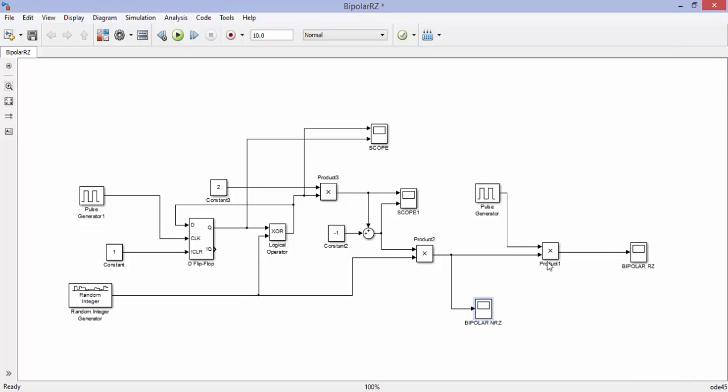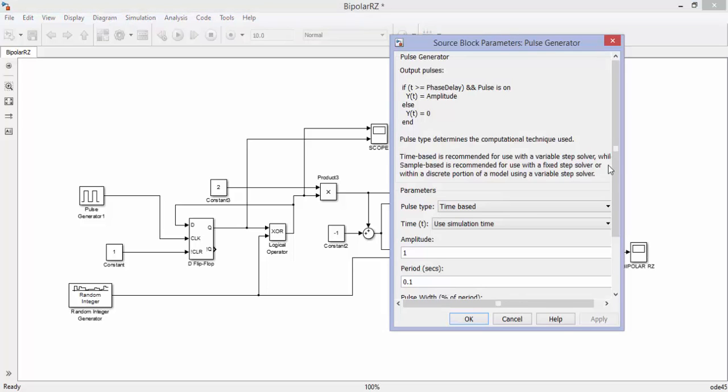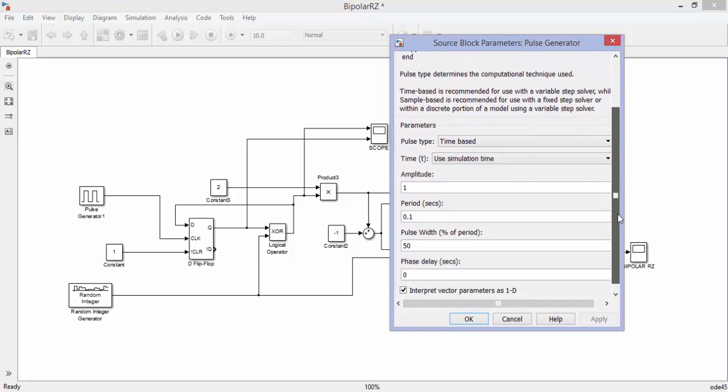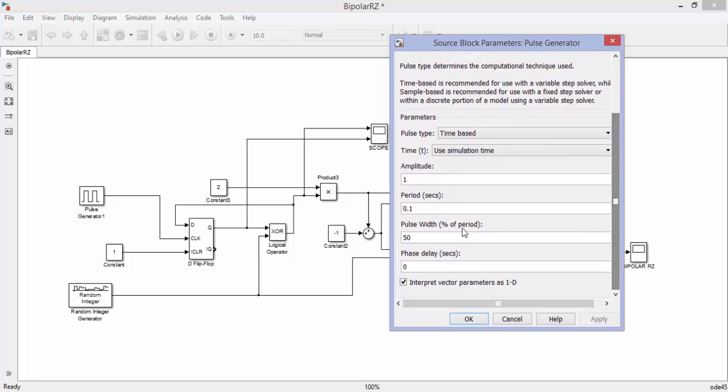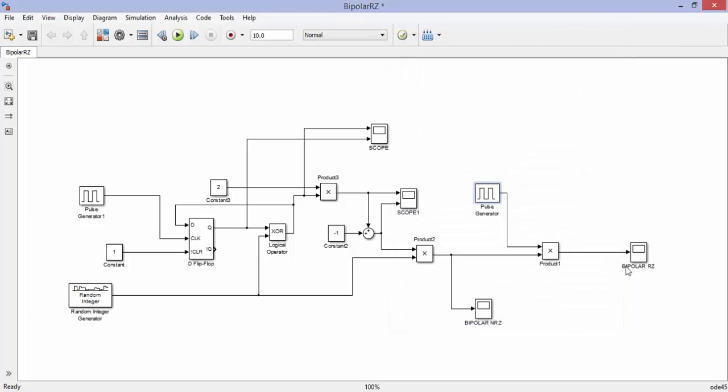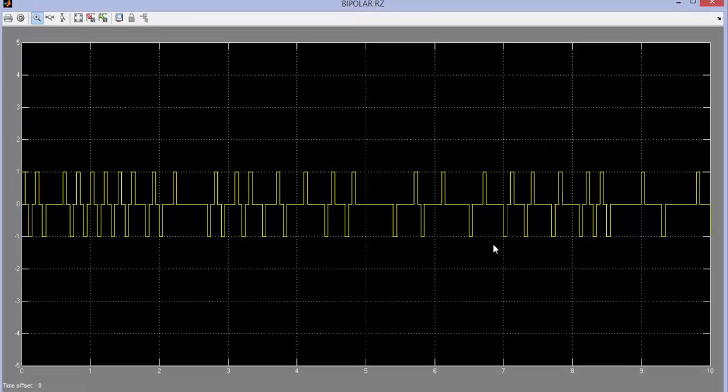If we want to have a bipolar return to zero, we only multiply this output by a pulse with half width, pulse width period 15% and 0.1 period. So we have this bipolar return to zero, with a half width between 1, 0, minus 1, 0, 1, 0, minus 1, 0, and so on.